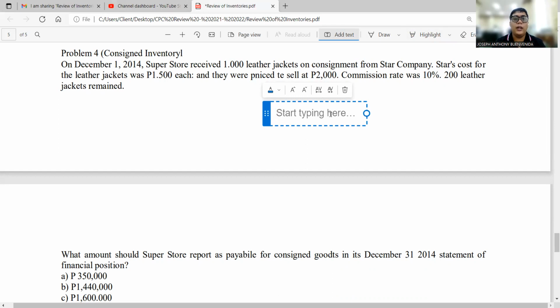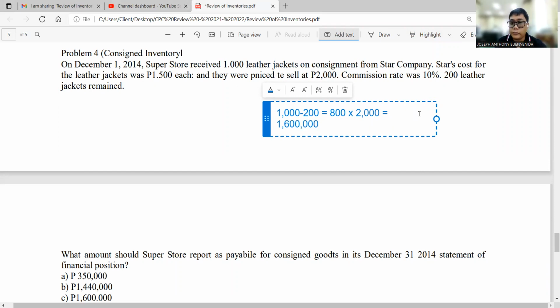So ang ara sa aton is 1,000 ang ginpadala, diba? 1,000 jackets. And 200 lang ang nabilin. So meaning nakabaligya kita 800 nga leather jackets. Diba? Sige baligya ta na siya daw at 2,000, no? 2,000. So 800 jackets multiplied by 2,000. Makabaligya kita at 1,600,000.